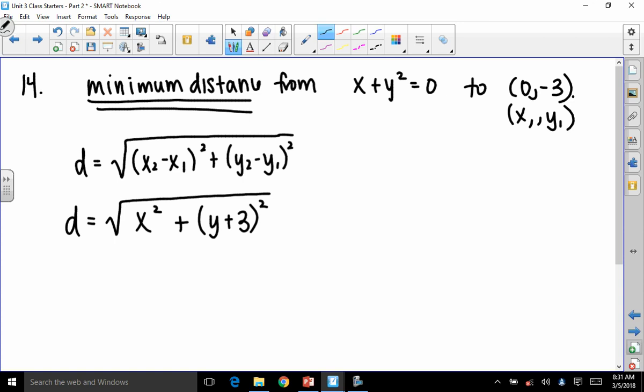X, okay? What does x always have to equal on your other point regardless of where that other point is? Negative y squared, right? So we can substitute that into our equation, yeah? And where there's an x, I can replace it with what? Negative y squared. So if we do that, that's going to become negative y squared squared.